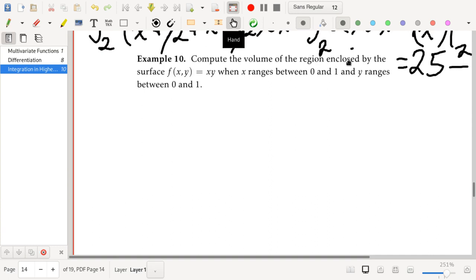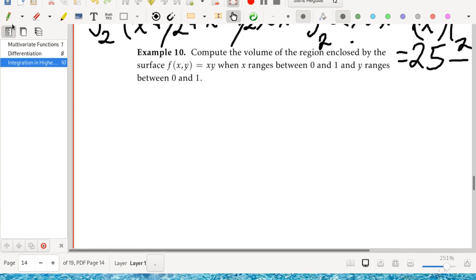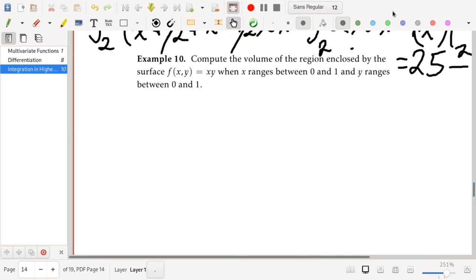Okay, next up. Compute the volume of the region enclosed by the surface f of x, y, which is equal to x times y, when x ranges between 0 and 1 and y ranges between 0 and 1. Okay. So, this is going to be the integral.